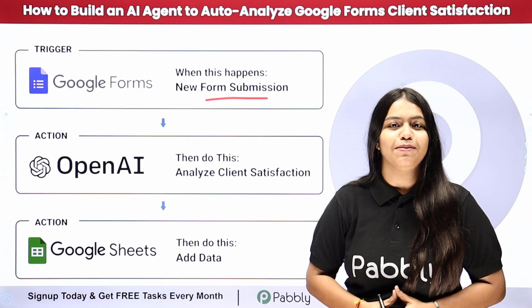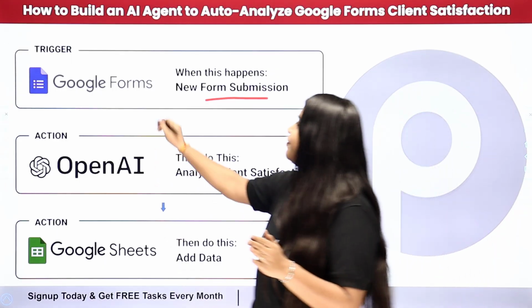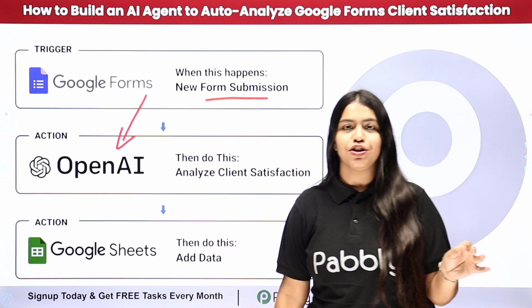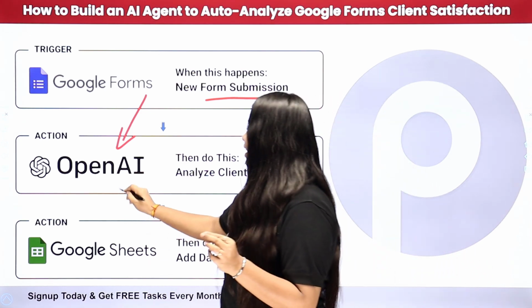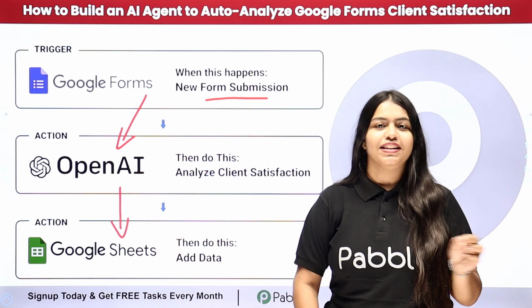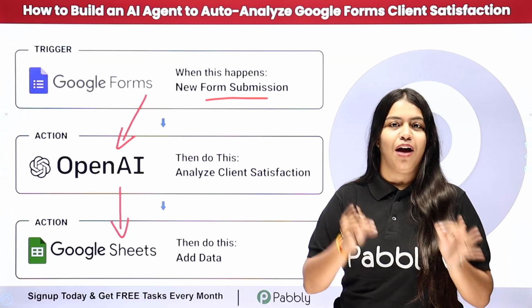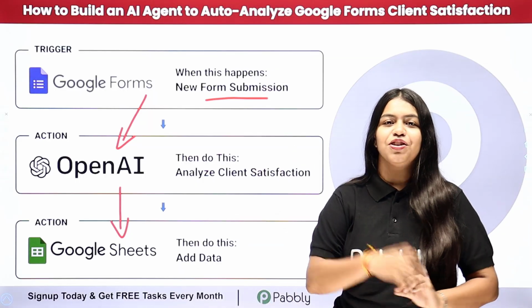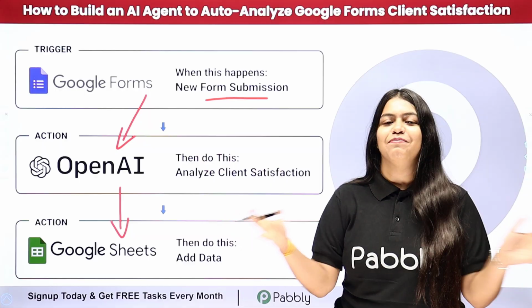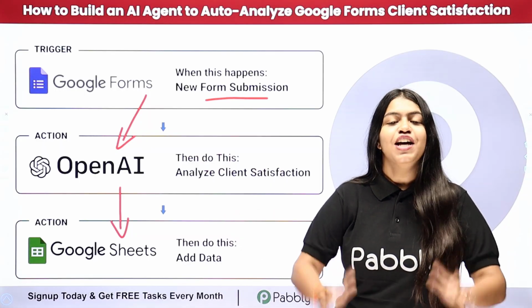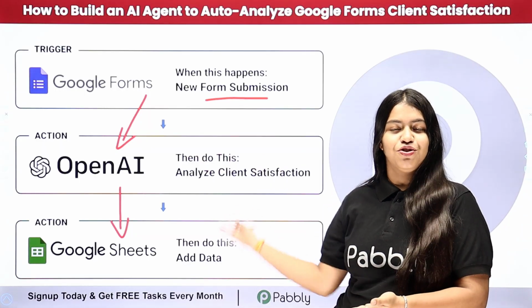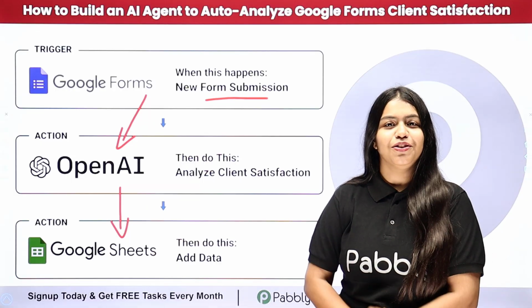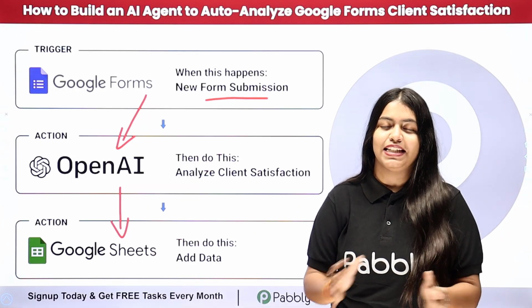To do this, we are simply going to create a connection between Google Forms, my AI agent, which is OpenAI, and then Google Sheets. And to create this connection without knowing any programming or coding language, we are going to use Pabbly Connect. It is an amazing automation software. So do you also want to create this automation for your business? Then for that you have to come with me towards my screen.